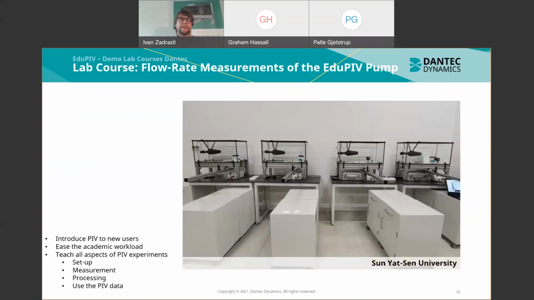The Edu PIV system also comes with lab courses that we are continuously working on. In this example, it's a flow rate measurement of the Edu PIV pump, so how to actually measure the flow rate of the pump using a PIV system. The idea of these lab courses is to introduce PIV to new users, to ease the academic workload. So the academics don't need to prepare these lab courses and teach all aspects of PIV experiments: from setting up, measurements, processing, but also the use of PIV data.